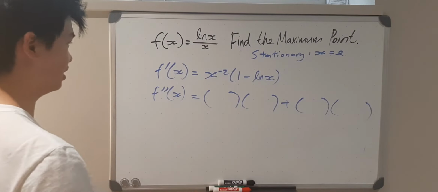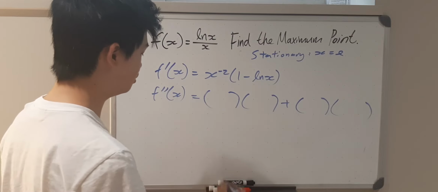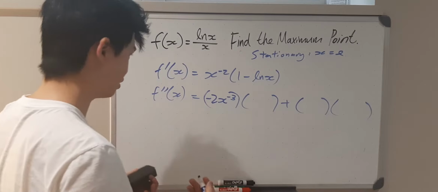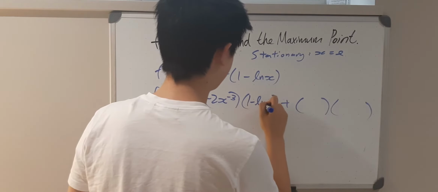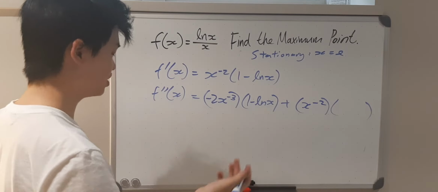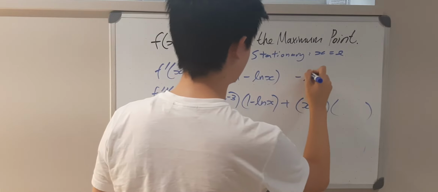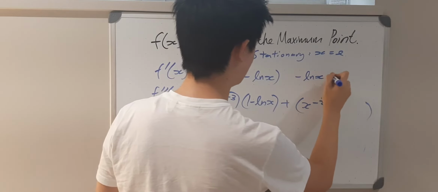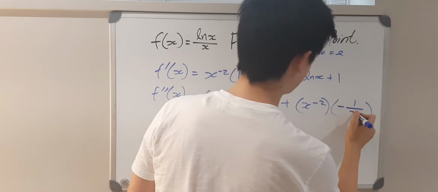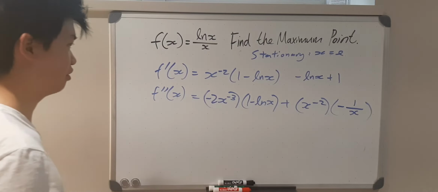Let's first find the derivative of x to the negative 2. That's just minus 2 x to the negative 3. Now we keep this one the same. Now we find the derivative of the second thing. Let's look at this as minus ln x plus 1. That will become minus 1 over x, and the 1 does not account for anything.